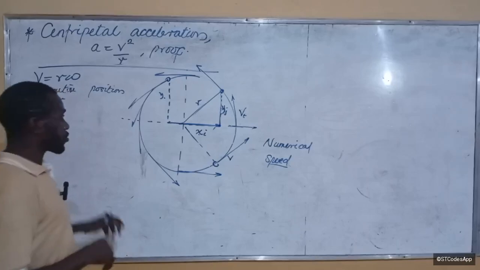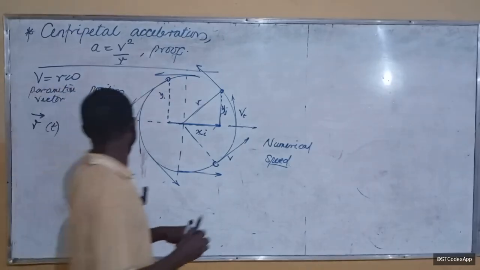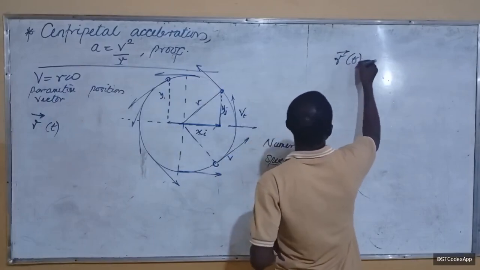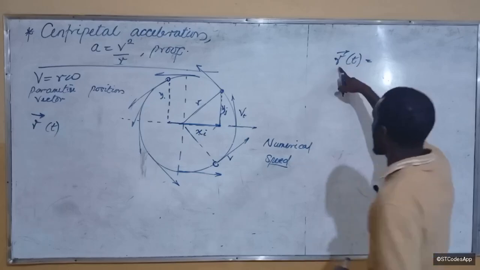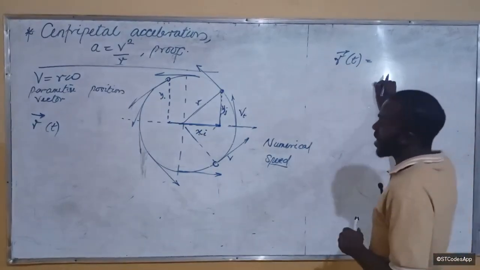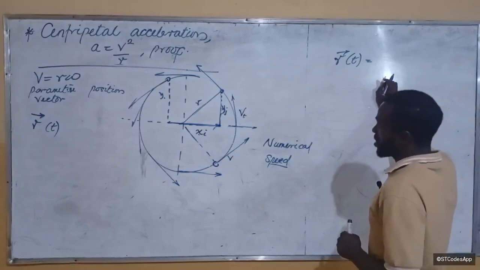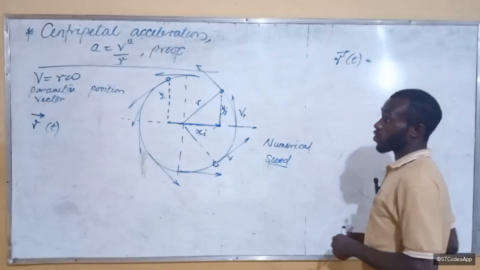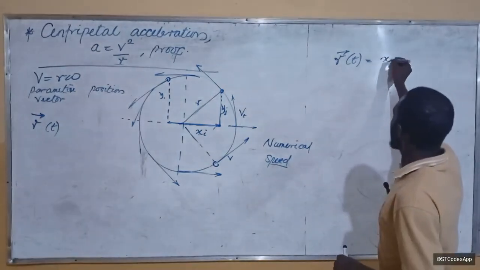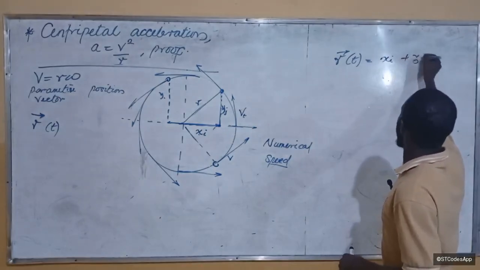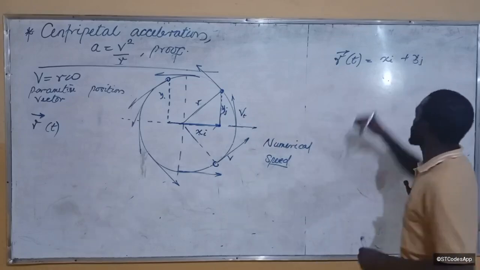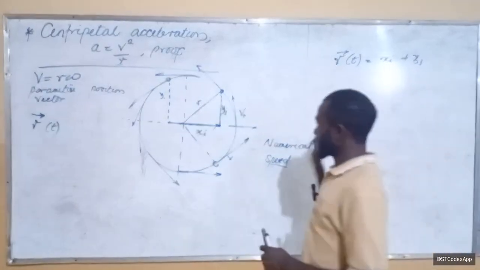Now follow me. So how do you parameterize? Let me bring it here. So the position vector r in terms of t is going to be defined by vector addition, since they are vectors. So how do we do the vector addition? That's just x i plus y j. Exactly. Plus y j.